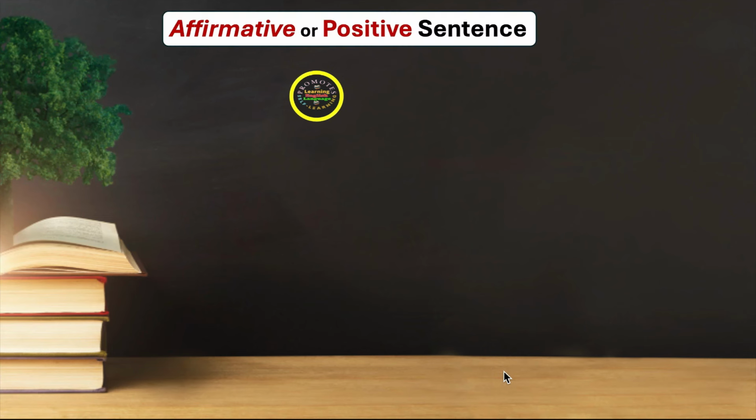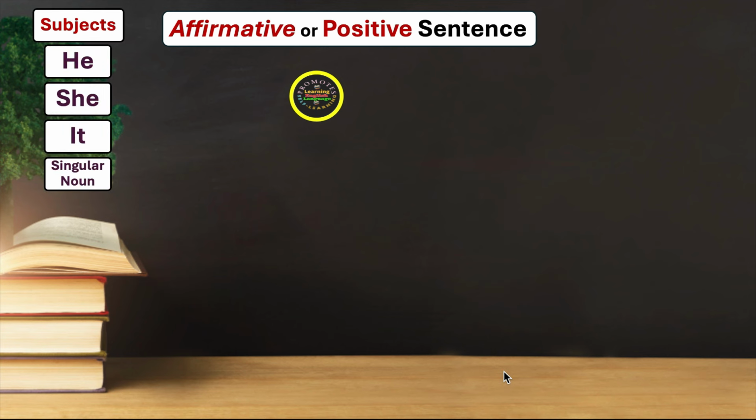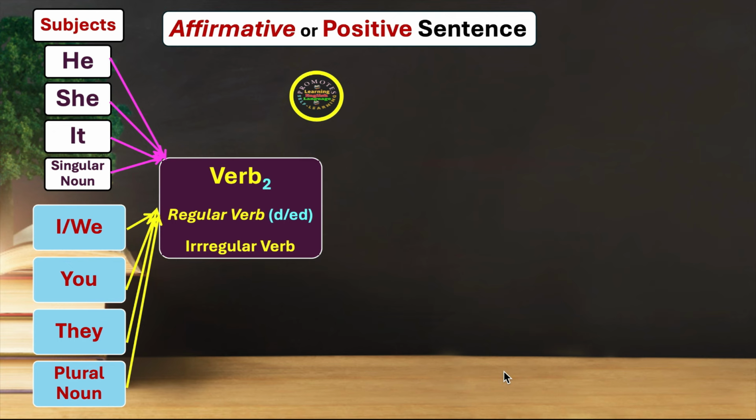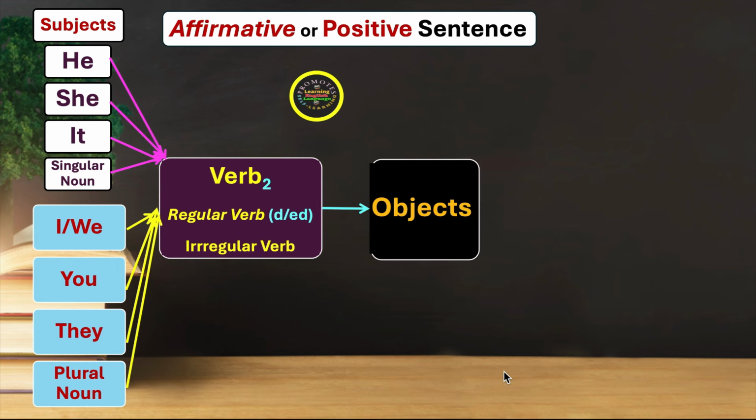Past simple tense or simple past tense. Review lesson. This is the affirmative or positive form of the sentence of past simple tense. We have the subjects he, she, it, singular noun, and further we have subjects I, we, you, they, and plural noun. So whether the subject is singular or plural, in the past simple tense, we add the second form of the verb only. With a regular verb, we add d or ed at the end of it, and then the second form of an irregular verb. Then we have objects.